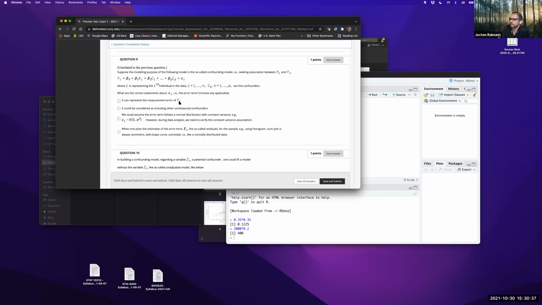It can represent the measurement error of yi. It could be considered as including other unmeasured confounders. We could assume the error term follows a normal distribution with constant variance, which we know, right? However, during data analysis, we need to verify the constant variance assumption. So we know this one is true. When one plots the estimate of the error, the so-called residuals, for example using histograms, such a plot is always symmetric, bell-shaped, unimodal, like a normal distribution.